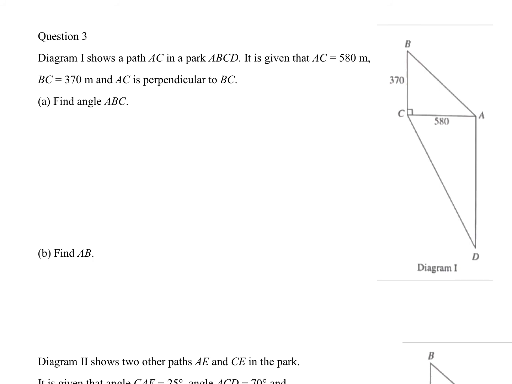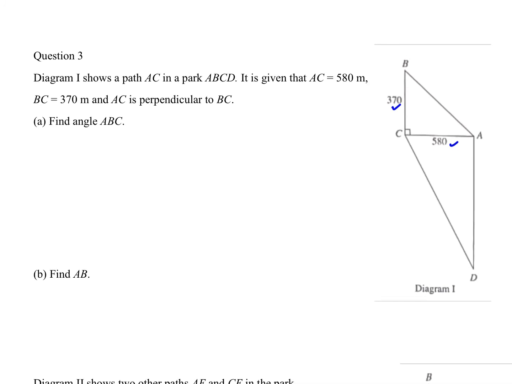Question number 3. The diagram 1 shows a path AC in the park ABCD. It's given that AC is 580 meters, BC is 370 meters, and AC is perpendicular to BC. So we have a 90 degrees over here. The question asks me to find the angle ABC. So this is my angle ABC.